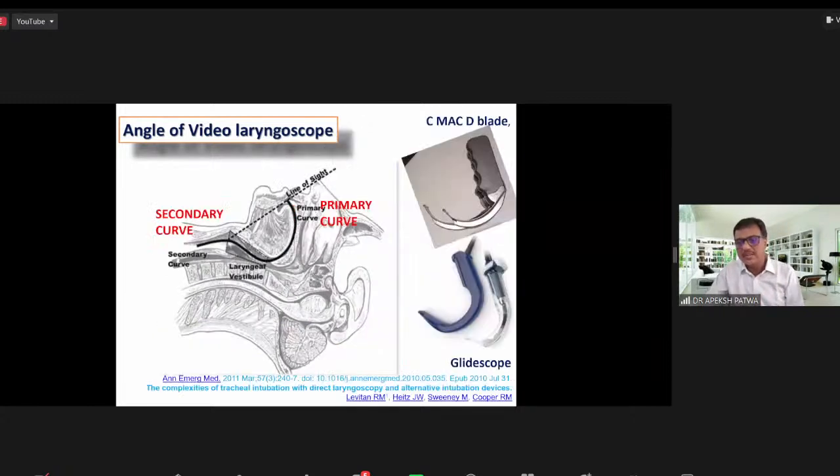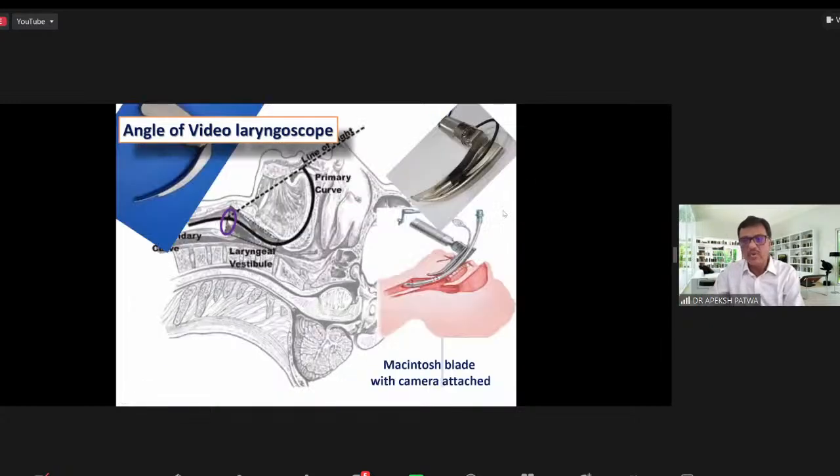And if you look at the CMAC D blade or the Glidescope hyperangulated blade, the angle of this video laryngoscope matches the primary curve of the oropharynx. So again, it's an anatomically curved blade. But if you look at the Macintosh type video laryngoscope, when it's in the vallecula, the curve is like this. It's not matching the primary curve of the oropharynx. It's called the Macintosh type of blade. It's a non-anatomically curved blade.